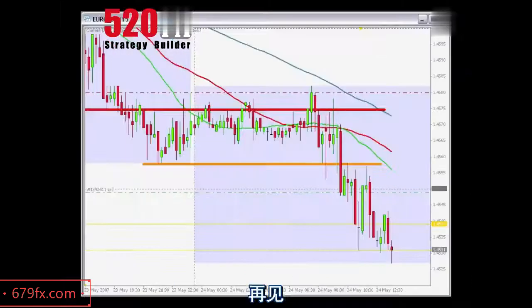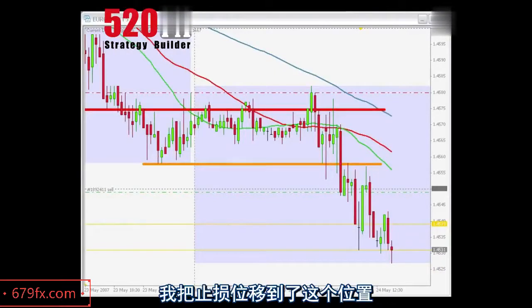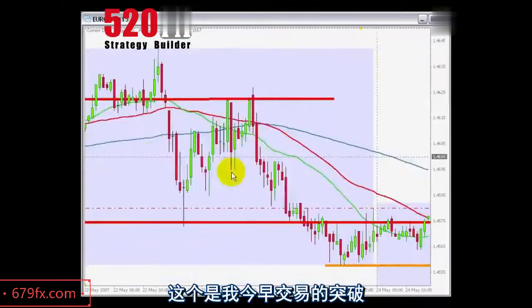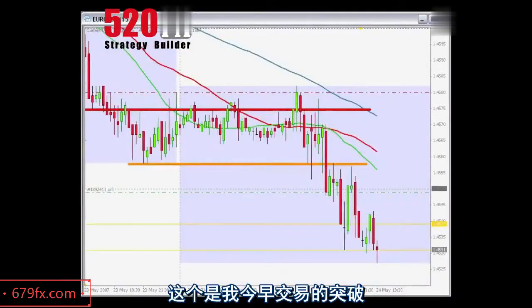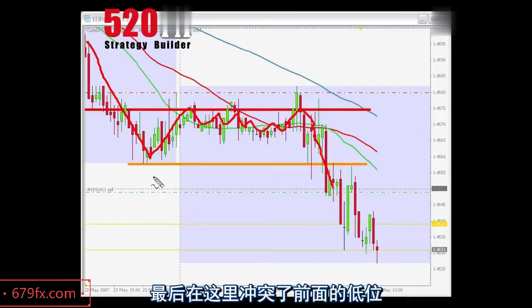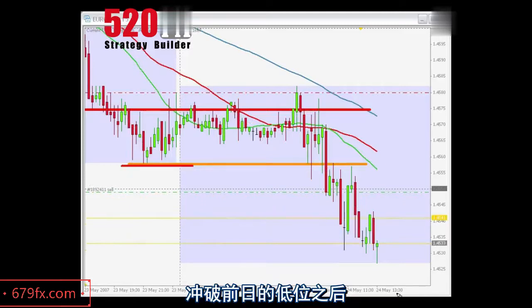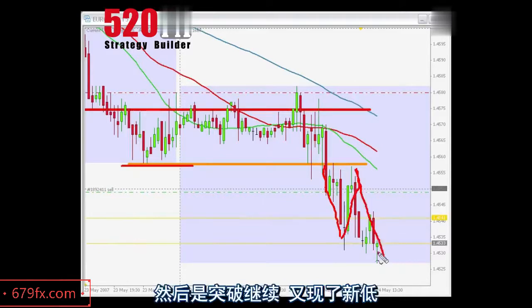Hi guys, just a quick update to let you know that I'm moving my stop down to here. This is the breakout that I was trading this morning. This was the overnight range. Finally we broke below yesterday's low, and I triggered my entry. We had a breakout of yesterday's low right there, breakout, pullback, and continuation, making new lows for the day.